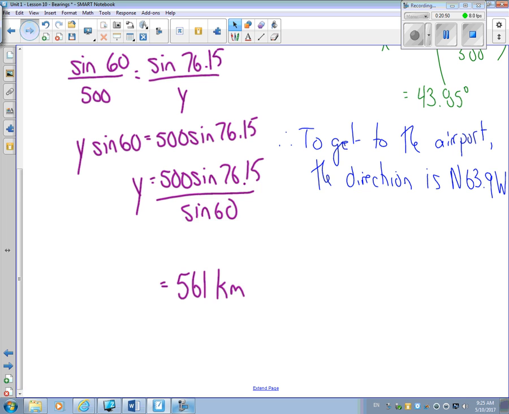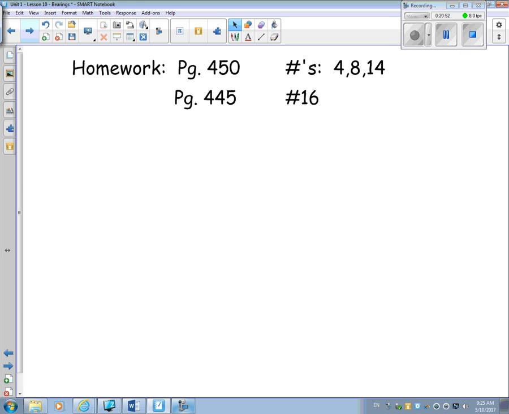Okay, now that's a tricky question. There's lots of parts and pieces to that. Try some of the homework, and if you get stuck, come see me. There is a double compass question, and I think number 8 is the tricky one. But try them all if you could.